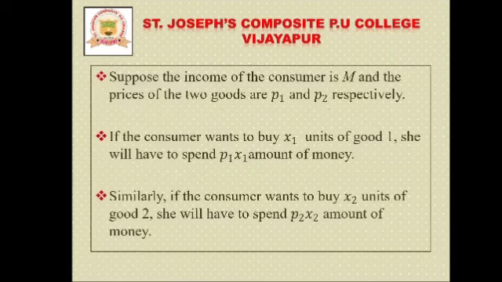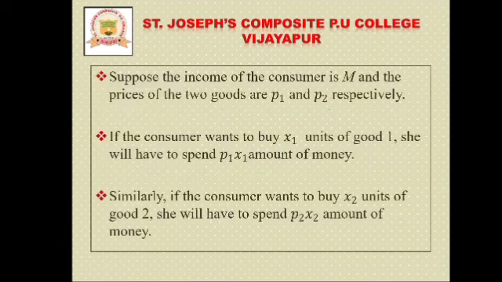Now, if the consumer wants to buy X1 units of good 1, she will have to spend P1X1. Why? Because P1 is the price of the first commodity, and X1 is the units of good number 1. So according to his income M, if he wants to buy X1 units of the commodity, he should spend the price P1 for each unit, so that we can write P1X1.